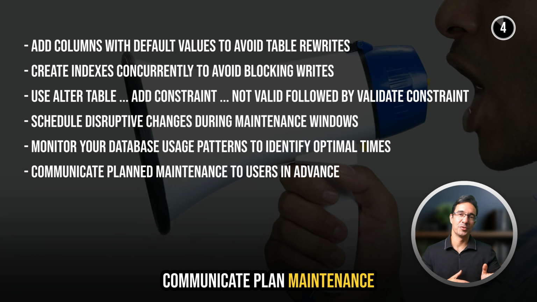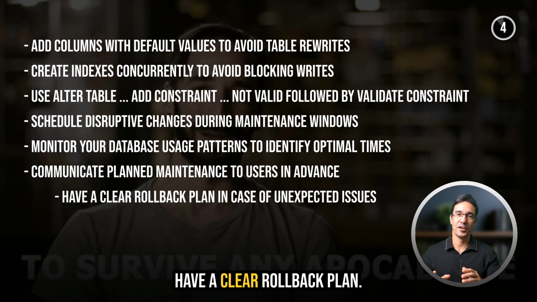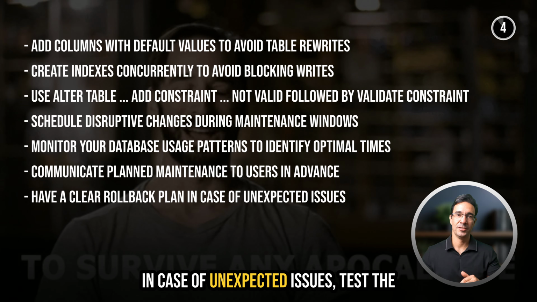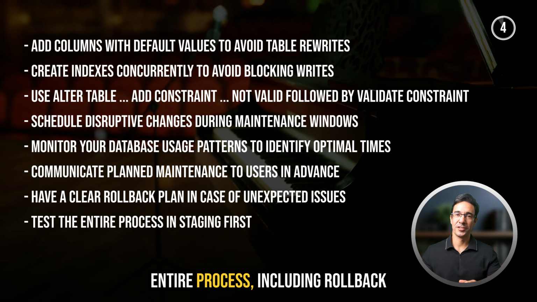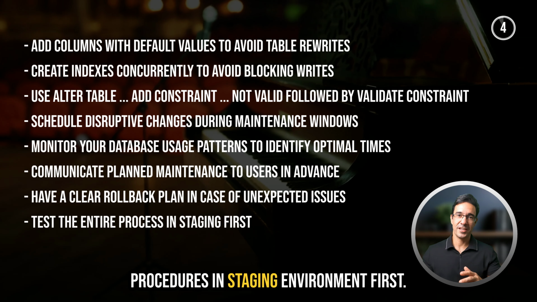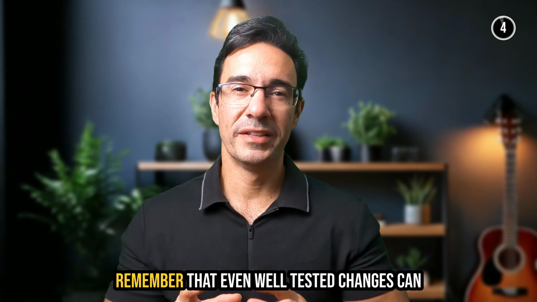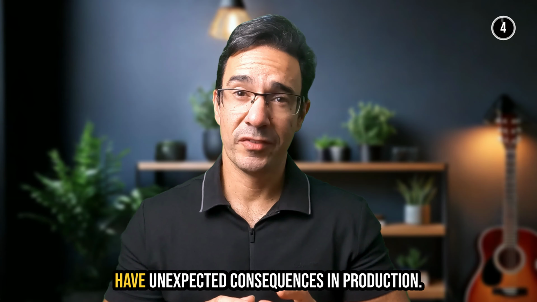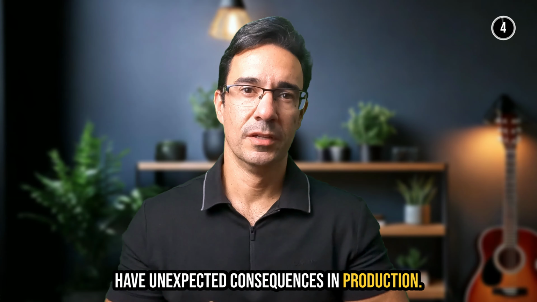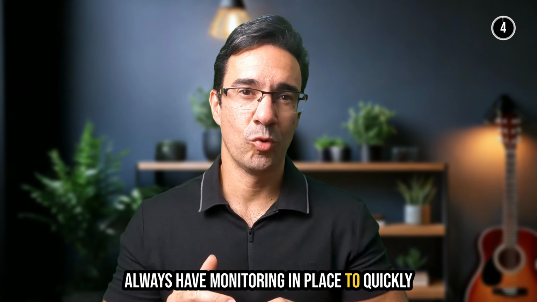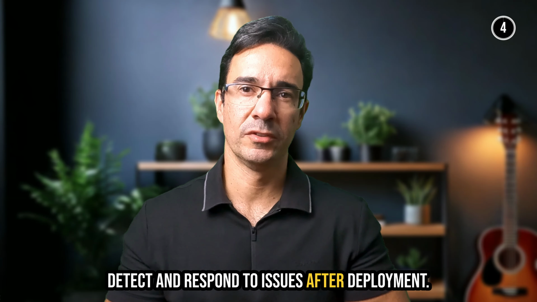Communicate planned maintenance to users in advance. Have a clear rollback plan in case of unexpected issues. Test the entire process, including rollback procedures, in a staging environment first. Remember that even well-tested changes can have unexpected consequences in production. Always have monitoring in place to quickly detect and respond to issues after deployment.